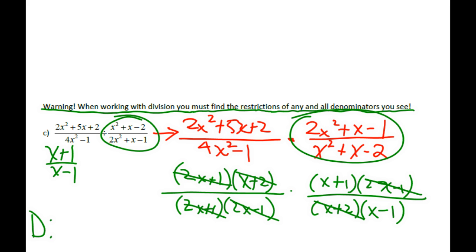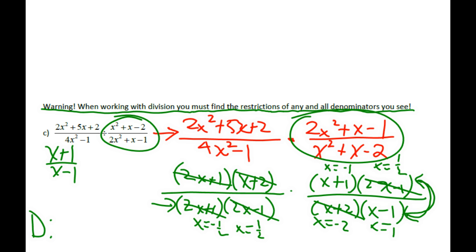So, my domain, well, if you think about it, this was the original numerator, which is now a denominator, and this was the original denominator. So these two will both be included in my domain restrictions. And again, this original denominator from the first fraction is also going to be there. I've got x equals negative a half, x equals a half, x equals negative 2, x equals 1, x equals negative 1, and x equals positive a half.